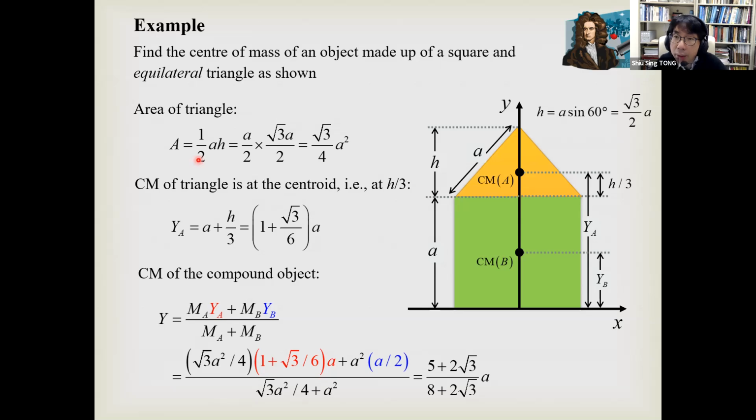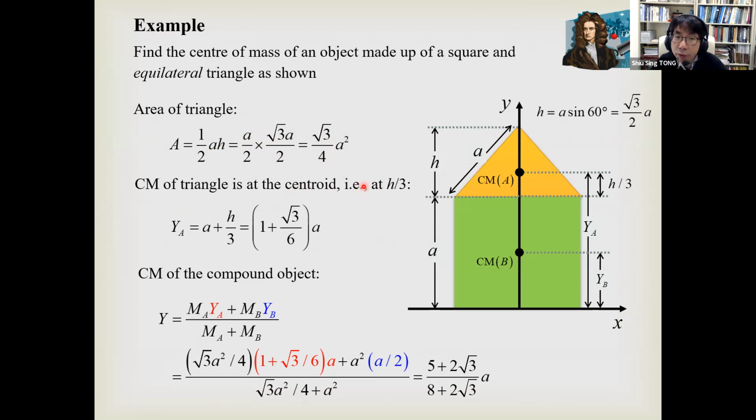The area of the triangle is, of course, 1/2 of the height multiplied by the base. So 1/2 H A, where H is square root 3 over 2 A, and we also have another A here. And so the area of the triangle will become square root 3 over 4 A squared.